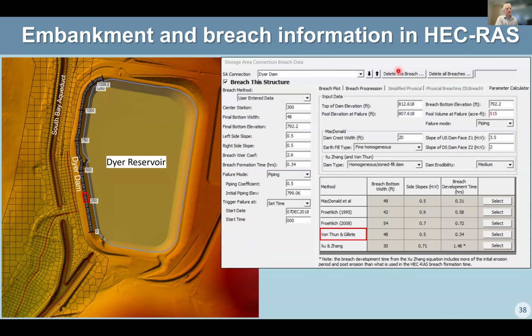The way we do it for this analysis is we use regression equations that guide how the breach is going to evolve. The most important things are the final bottom width and the final bottom elevation. We assume a trapezoidal breach, so there are the side slopes and the breach time: how long does it take for this whole thing to open once the failure begins?